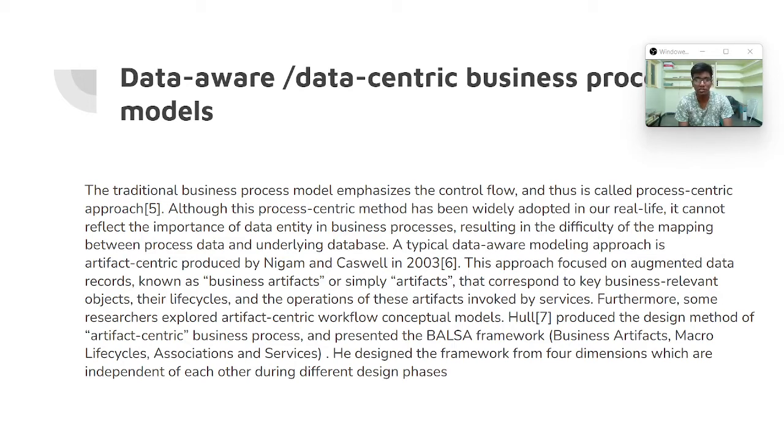Furthermore, some researchers explored artifact centric workflow conceptual models. Hull produced a design method of artifact-centric business process and presented the BALSA framework: business artifacts, macro lifecycles, associations, and services. He designed the framework from four dimensions, which are independent of each other during different design phases.